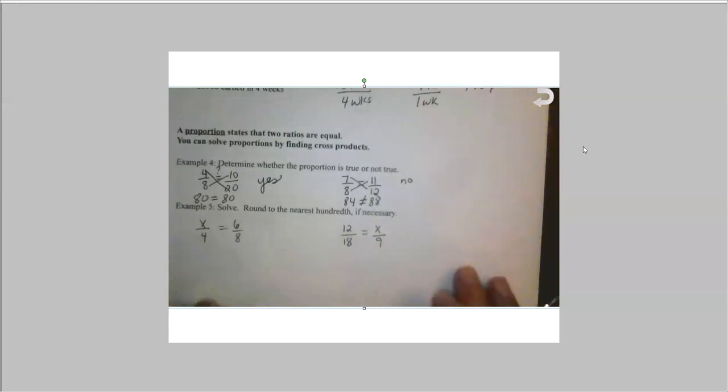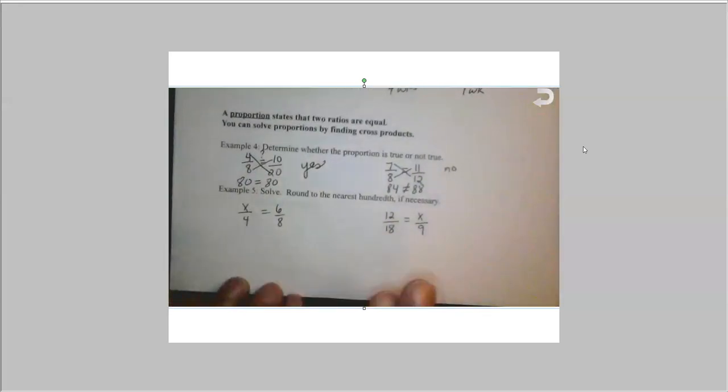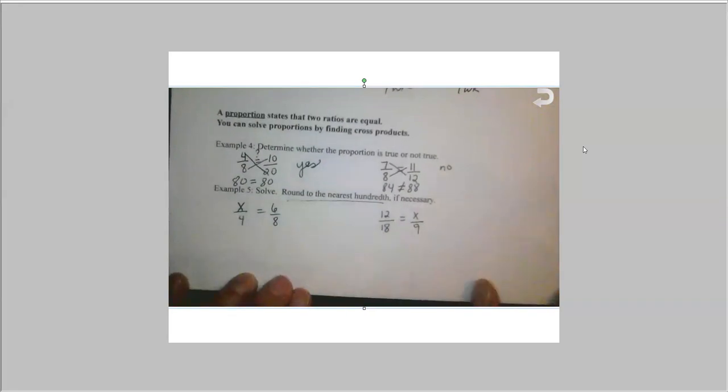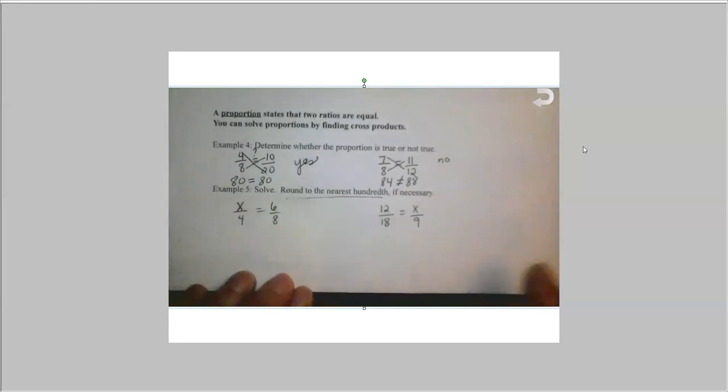Okay, so in example 5, using that process, we can solve a proportion. Notice here I've got 2 ratios that are equal to each other, but I'm missing one of those values. I've got to solve this proportion and find out what x is. You may be asked to round a certain way, so really be careful about that. I do deduct a point if you do not round correctly, so pay attention to those directions for each question.